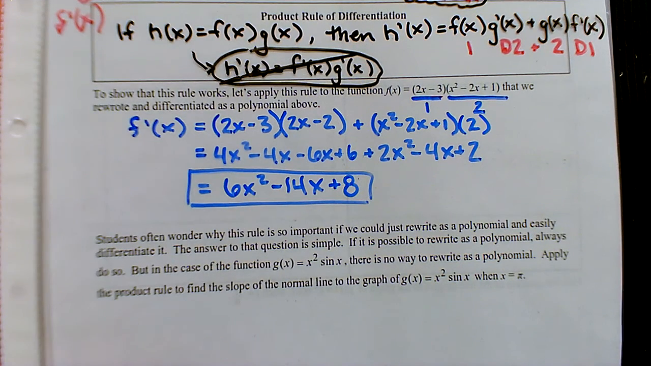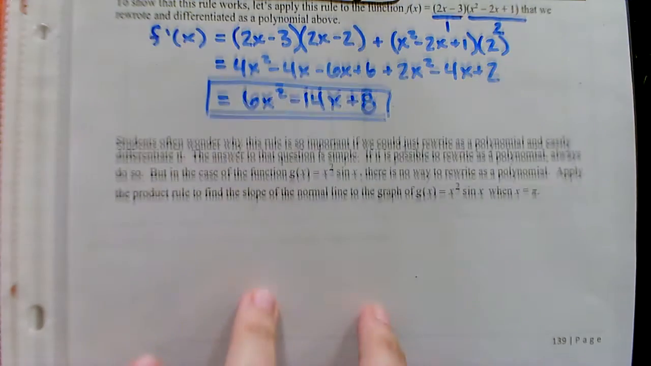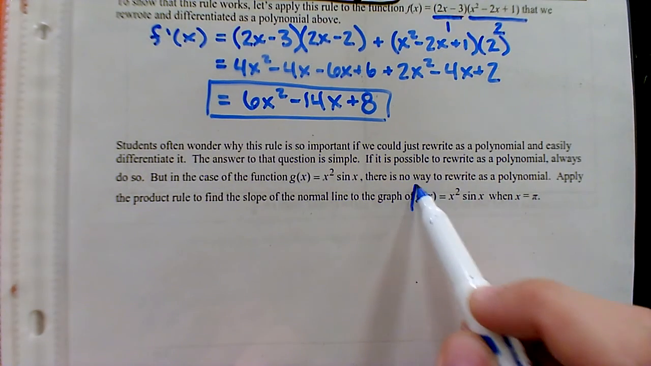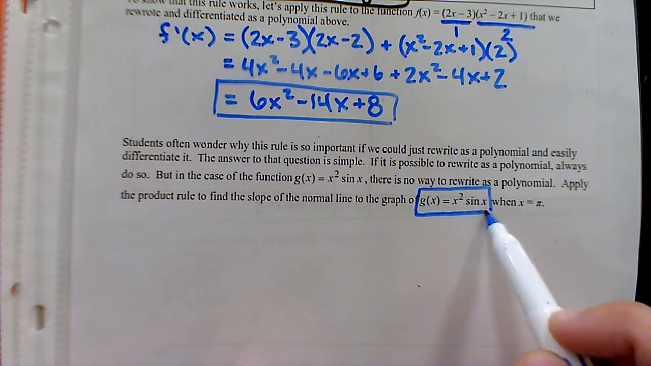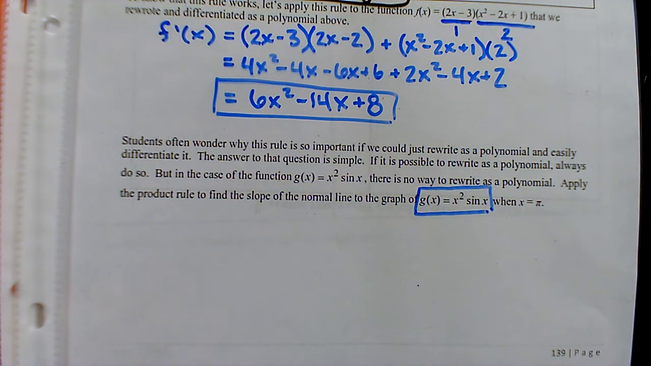What's a little different and why we have the product rule is what if you're not multiplying two polynomials together? For instance, if you look at the bottom half, what if our function was x squared times sine of x? Do you notice how those are not two polynomials being multiplied together? One's a polynomial, that x squared, but the other one's a trig function. So we can't really rewrite this one like we did the last one and then use the power rule. We have no choice but to use the product rule in this case.